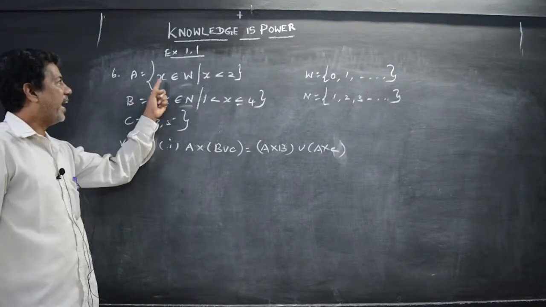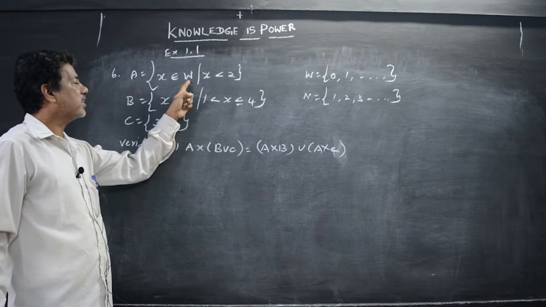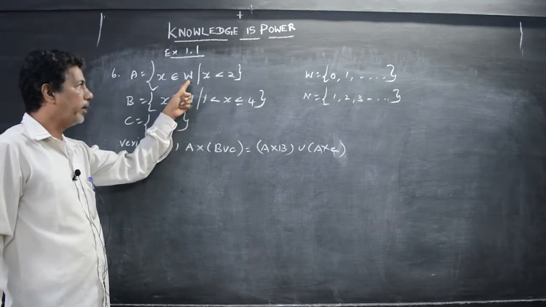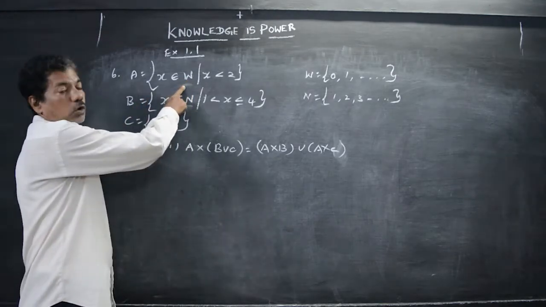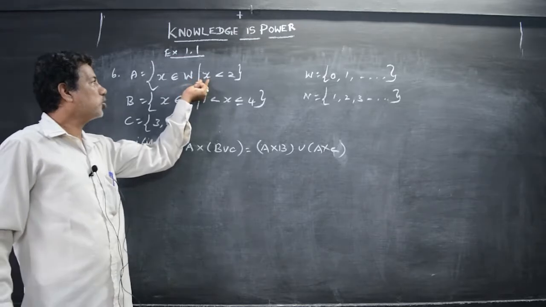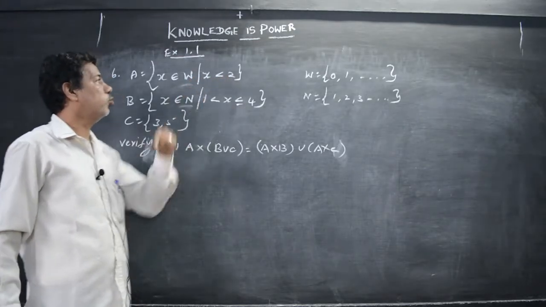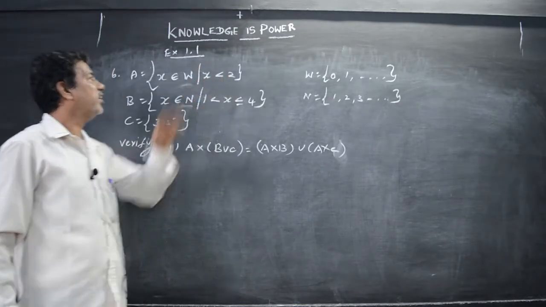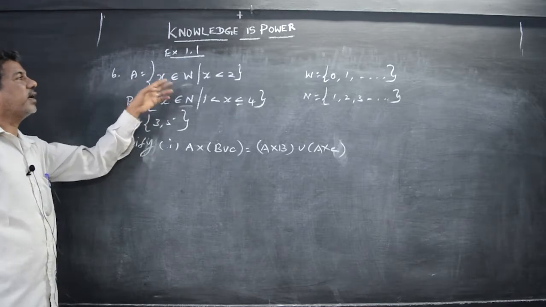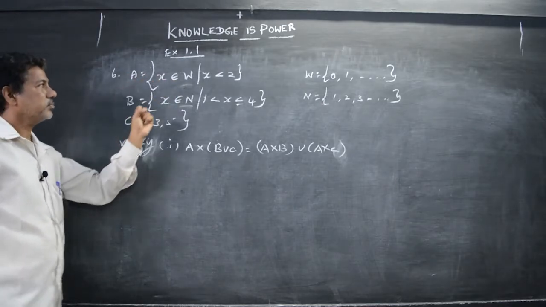See now, X where X belongs to W, this represents a whole number. X should be less than 2. Then what are the numbers that will come under that A set?